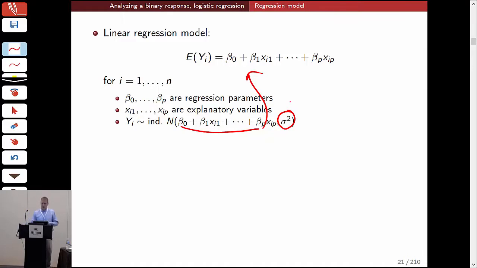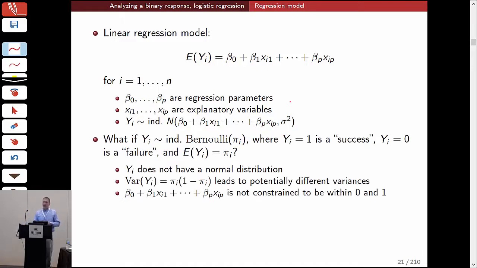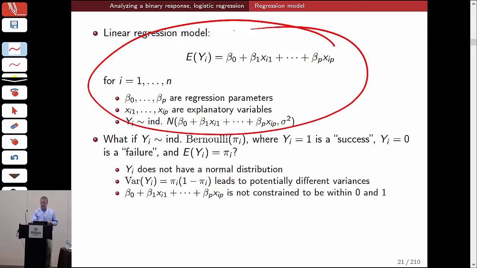So variance sigma squared. But in our situation, y is a binary response. You can think of it as a Bernoulli response. It has a probability of success parameter denoted by pi sub i, and the expected value of y, of course, is pi sub i as well. So we have some problems if we wanted to use the standard old setting here.